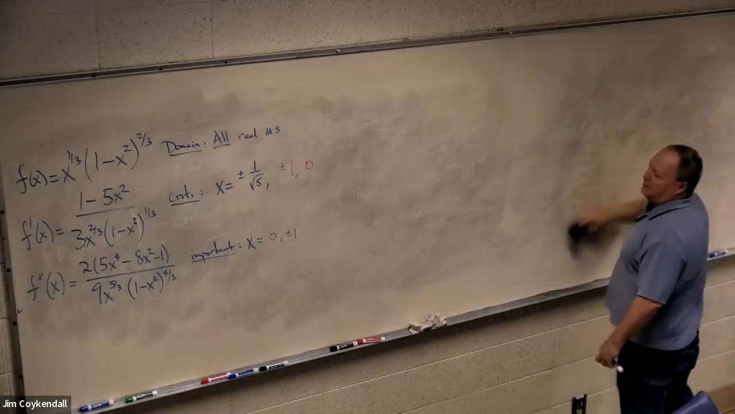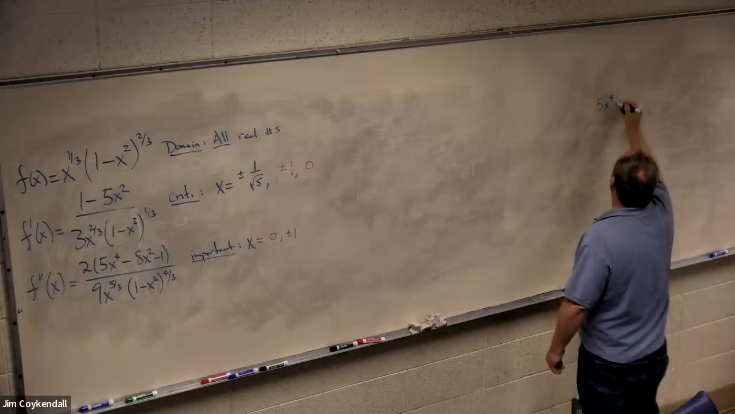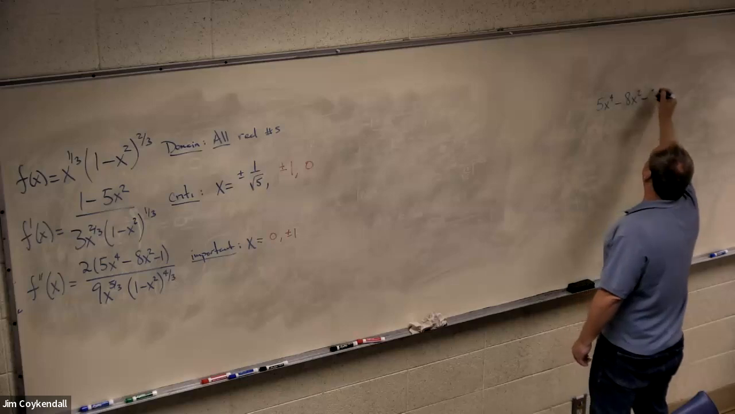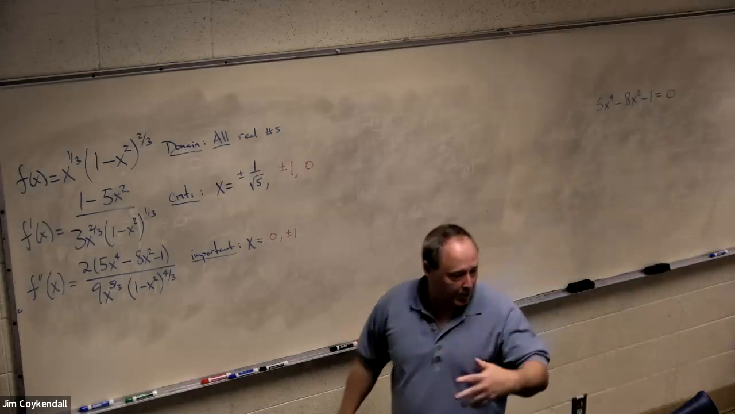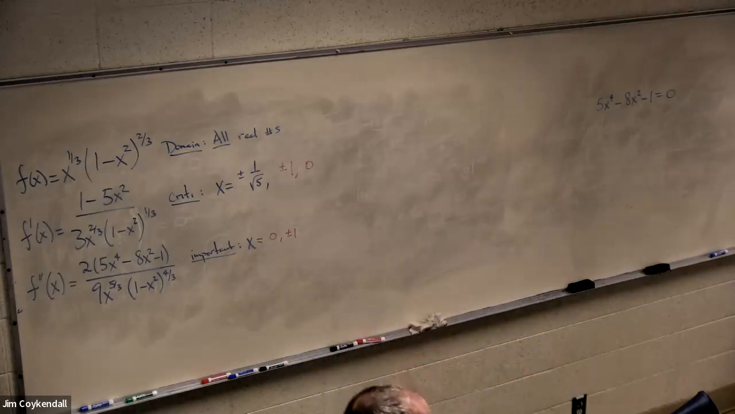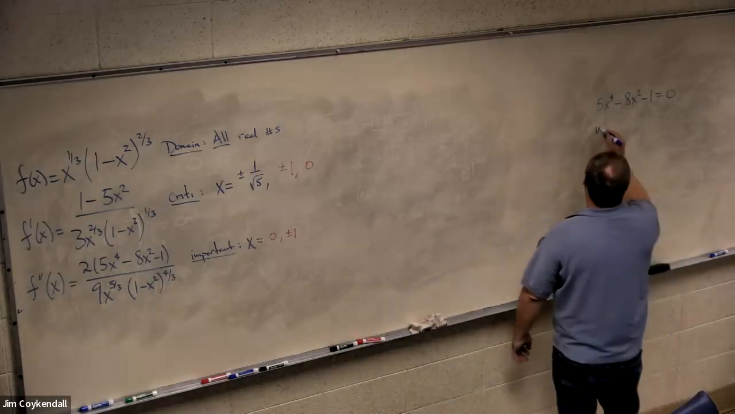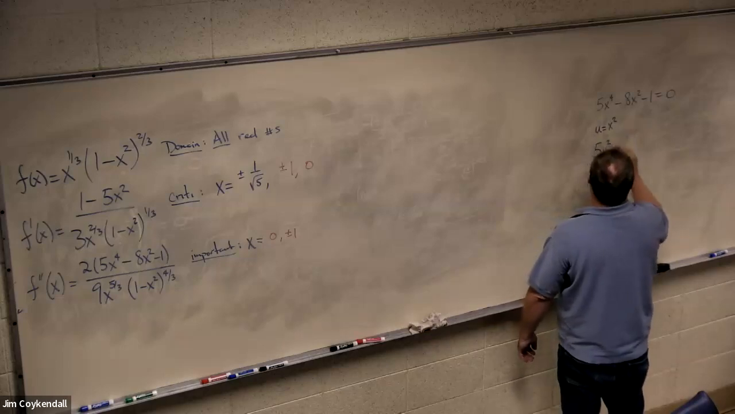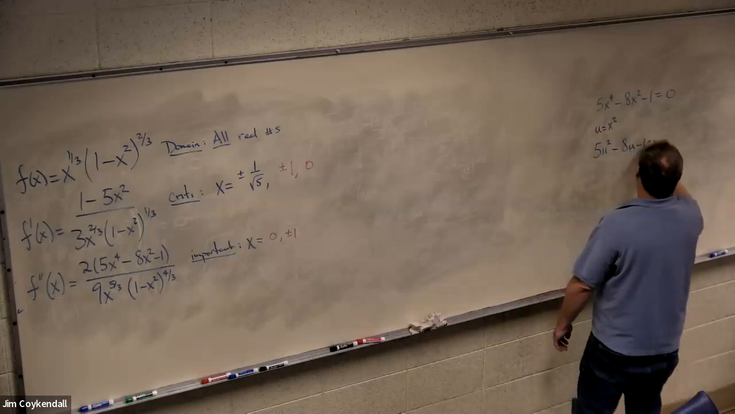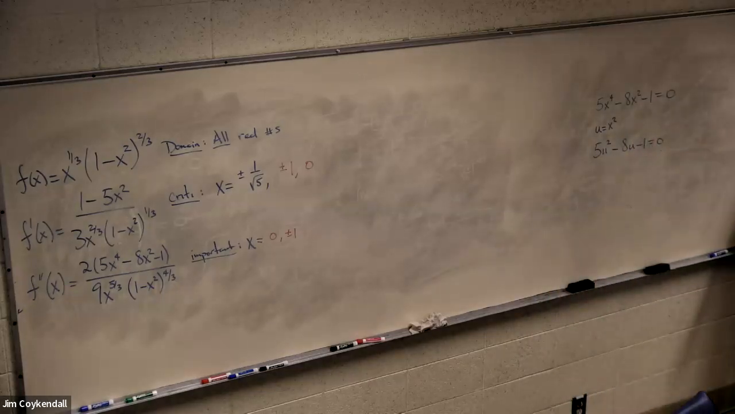So I'm looking for places where 5x to the 4th minus 8x squared minus 1 is equal to 0, because that's the way I look for those places where it can change sign, right? And so I'm going to do that trick I did before. I'm going to let u equal x squared. So this is 5u squared minus 8u minus 1 equals 0. And this brings me to the quadratic formula.